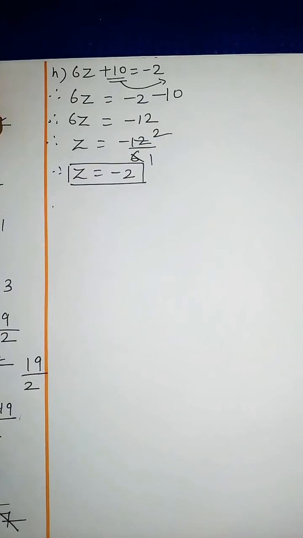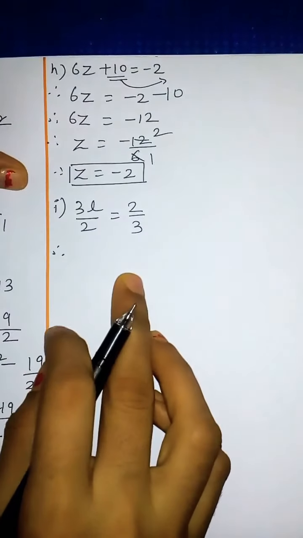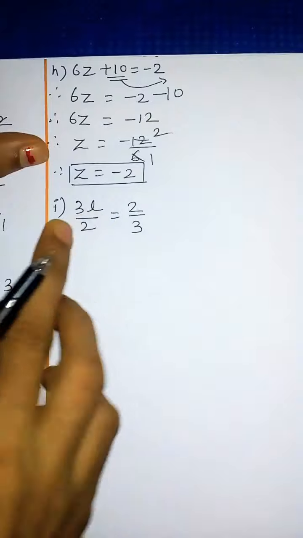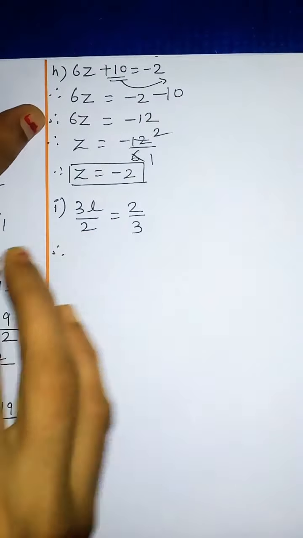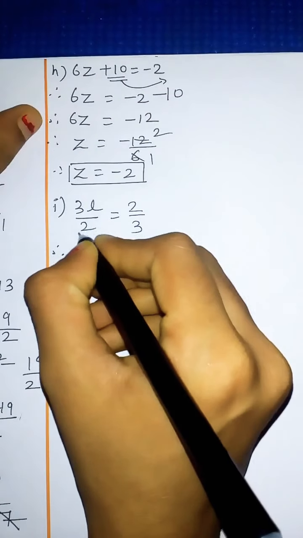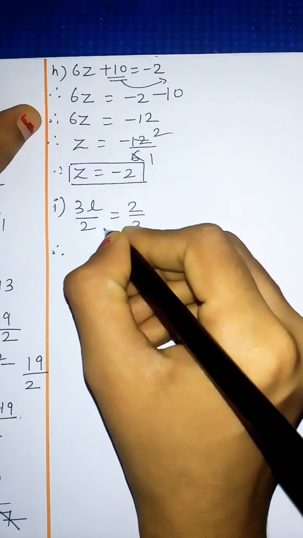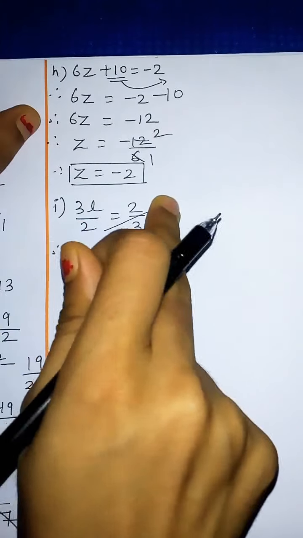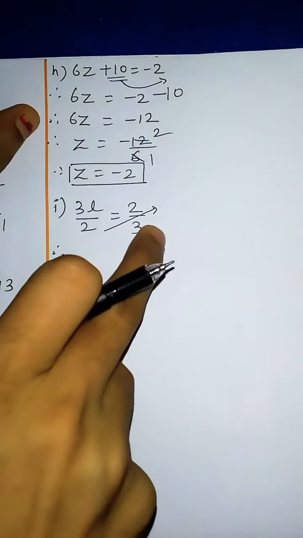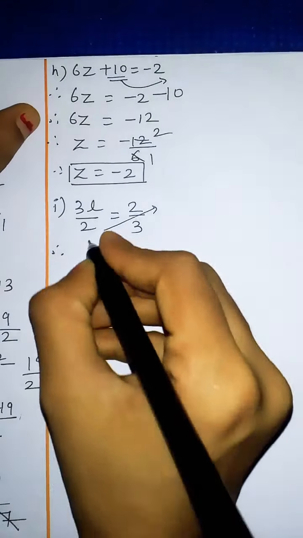Now next question is 3l upon 2 equal to 2 upon 3. Now this 3 upon 2 we will remove one by one. First we will remove 2 and then we will remove 3. So this 2 is in division, so it will go here in multiplication. जो भी नीचे दिया है वो ऊपर जाएगा और जो भी ऊपर दिया है आपको वो नीचे जाएगा.